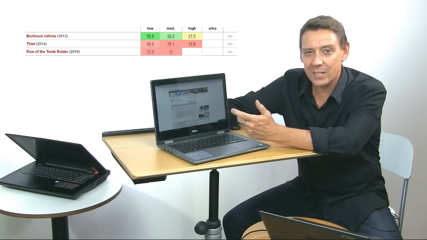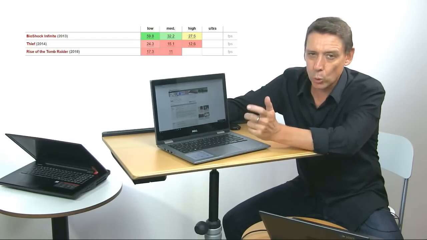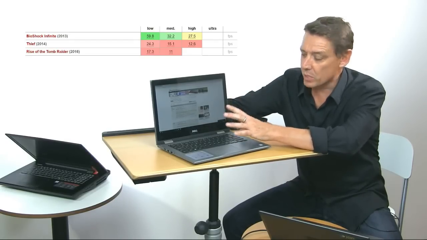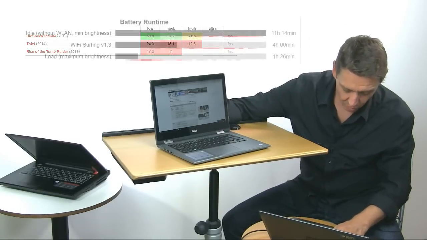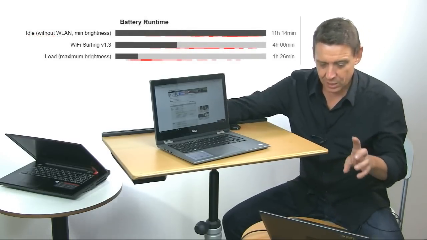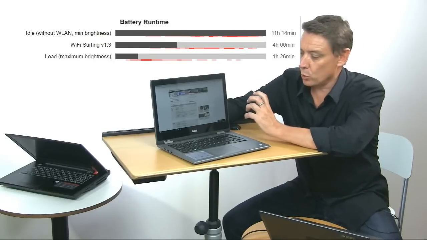So emergency gaming, low-end gaming, old gaming, there's enough performance here on this platform. That's not too bad. Right then, battery life. Now, this is one of the issues.